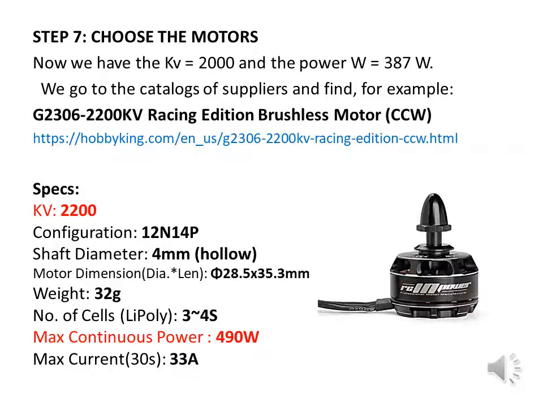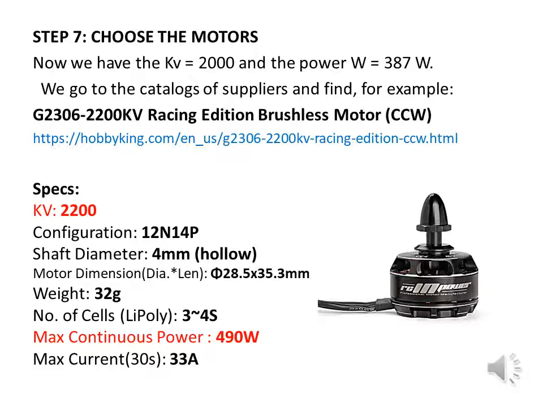Step 7. Choose the motors. Now we have kV equals 2000 and power W equals 387 watts. We go to the catalogs of suppliers and find, for example, the G2306 2200 kV Racing Edition Brushless Motor. Here is the link.